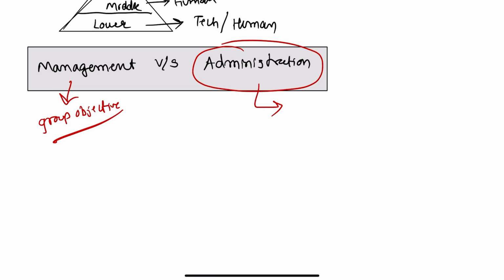The main function of administration is the formation of plans, policies, procedures, and setting up goals and objectives, enforcing rules and regulations, etc. Administration lays down the fundamental framework within which the management and the organization function. So we have seen a slight difference between management and administration.